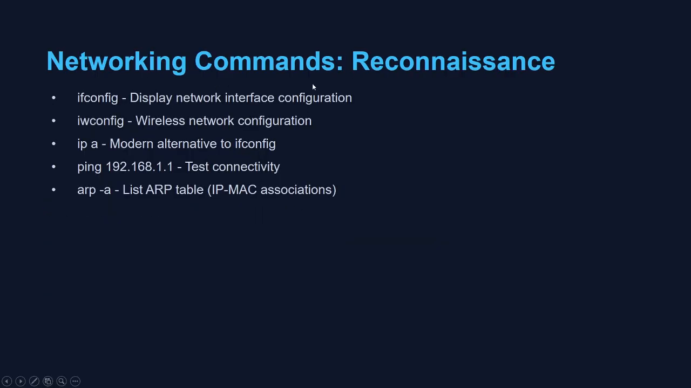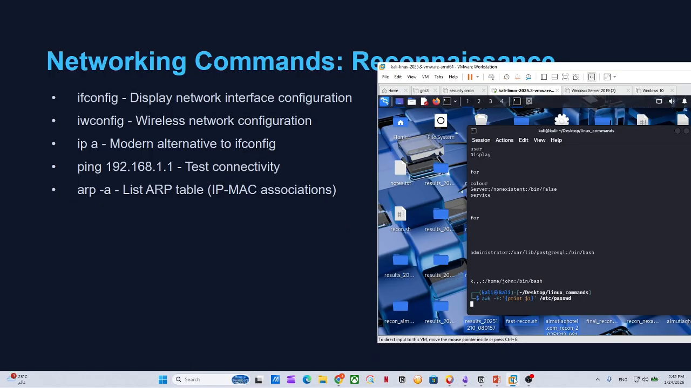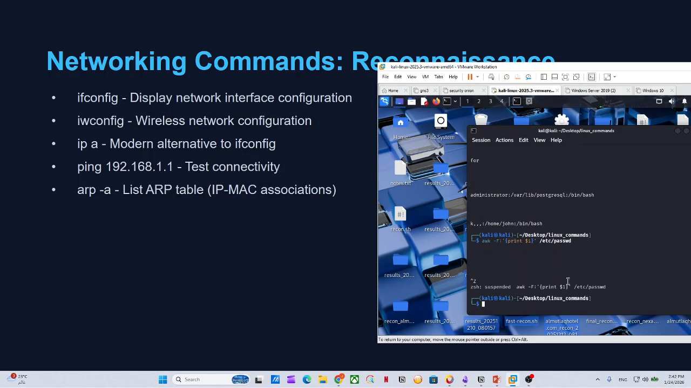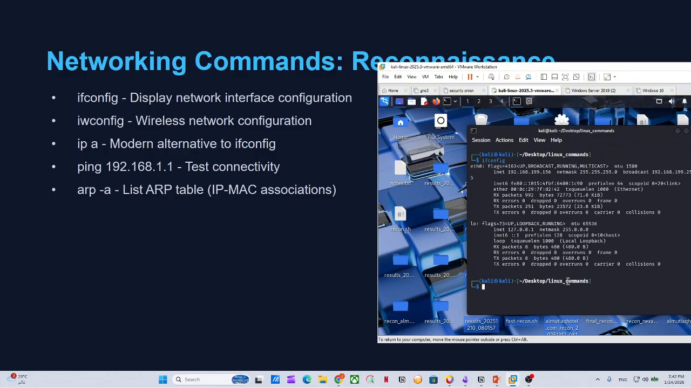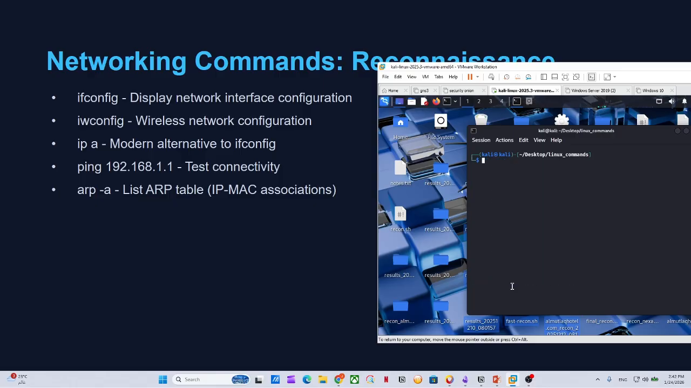So let's go ahead to the networking part. Next command, clear this one. Networking commands, reconnaissance. Okay, so there are a few commands that we need to know in networking. First command is ifconfig. This displays the network interface configuration. It's like ipconfig in CMD on Windows to check the IP. ifconfig is the same thing. So this is the IP of this Linux.